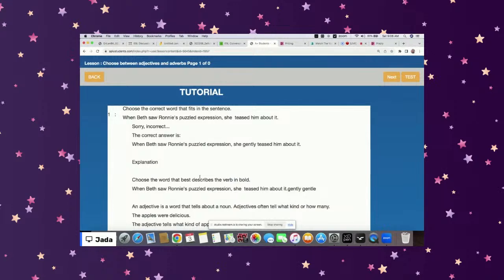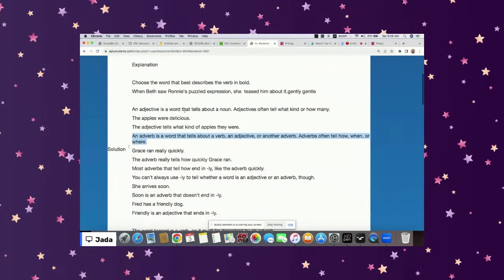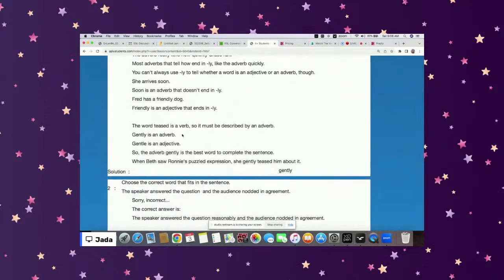It says choose the correct word. When we move on to the test, we will have options that we will choose from. So it says she gently teased him about it. Gently is an adverb, and the adverb gently is the best word to complete the sentence. In this situation, you are just choosing the word that best fits the sentence.